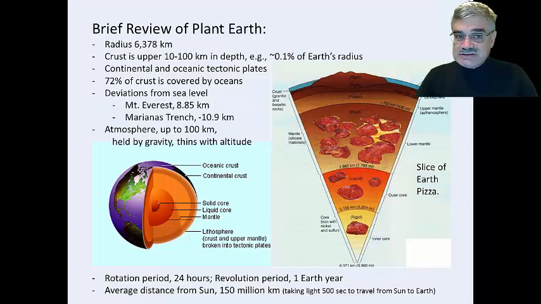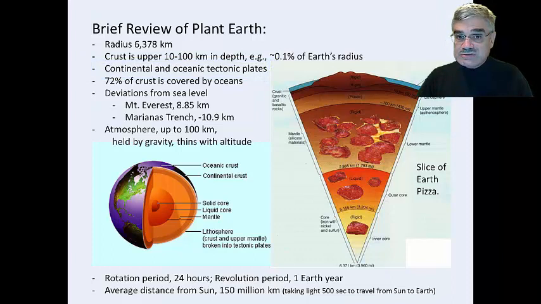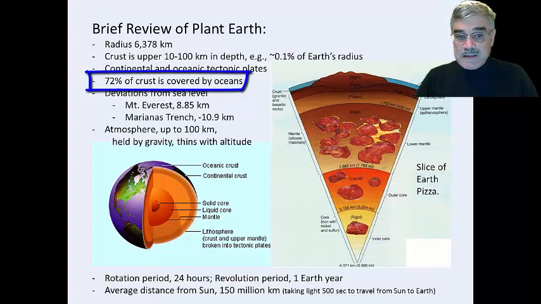As we discussed in a recent chapter, there are about 20 continental and oceanic tectonic plates that are sort of floating around, which comprise the Earth's crust. What is very distinctive about planet Earth is that about 72% of its crust is covered by oceans.